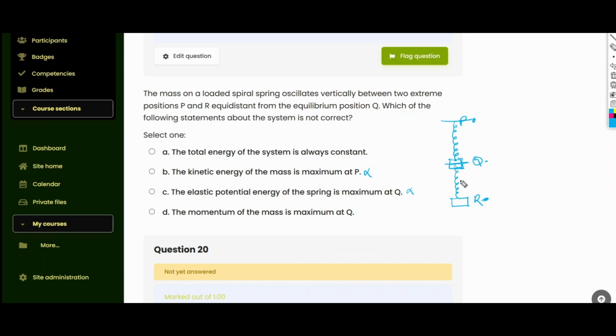The momentum of the mass is maximum at Q. So we see that at Q here, we have the maximum kinetic energy, meaning that the velocity is maximum at this point. And since momentum is mass times velocity and mass is constant, the momentum of the mass is also maximum at Q.